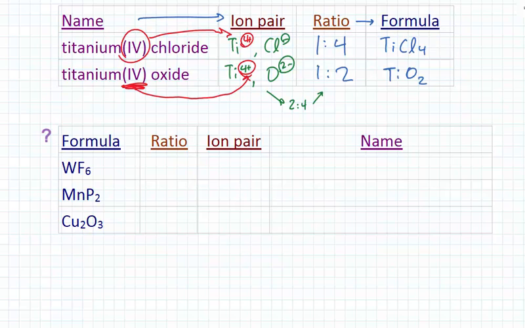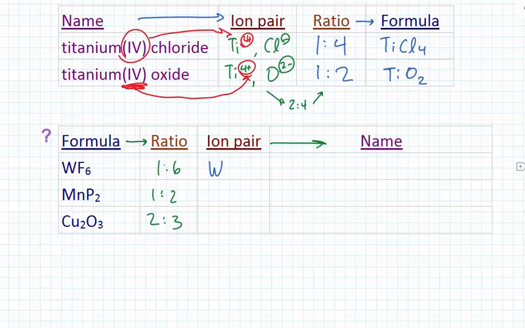I'm going to go the other direction for you here. Remember, if you start with a formula, that's exactly the same as the ratio. Then all we need to do is figure out what the charges are, and that becomes the name. So ratio is easy. That's just straight from the formula. 1 to 6, 1 to 2, 2 to 3. Formula and ratio say exactly the same thing. That's very important. Now what we're going to do is figure out the ion pair.